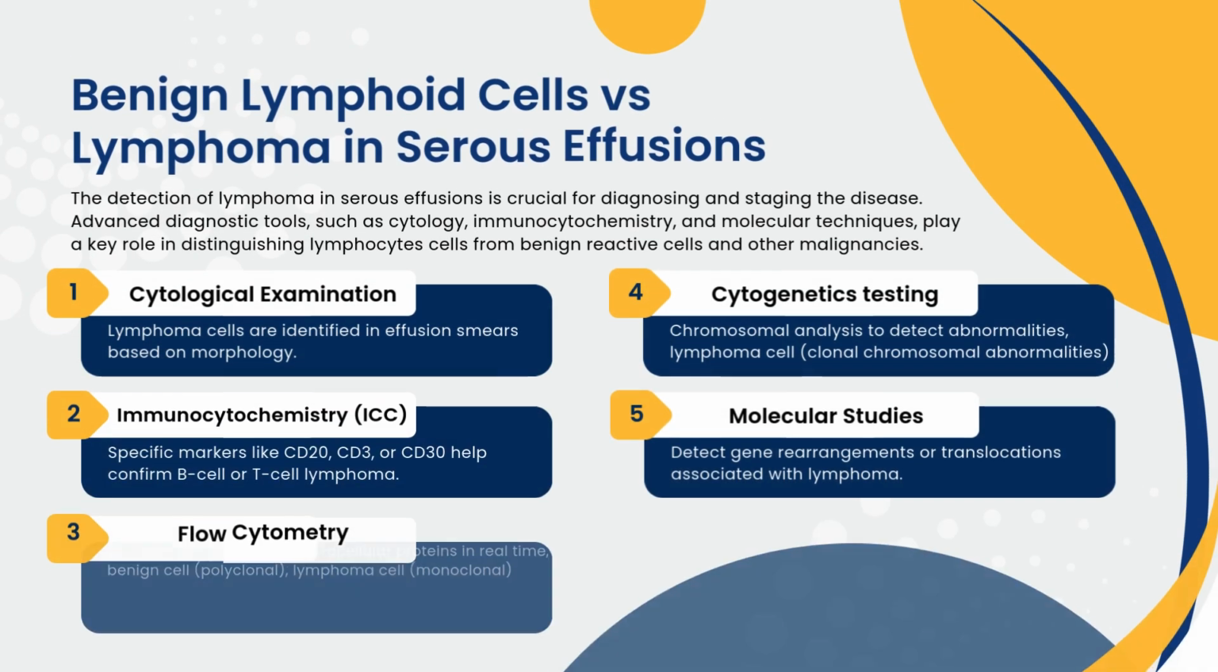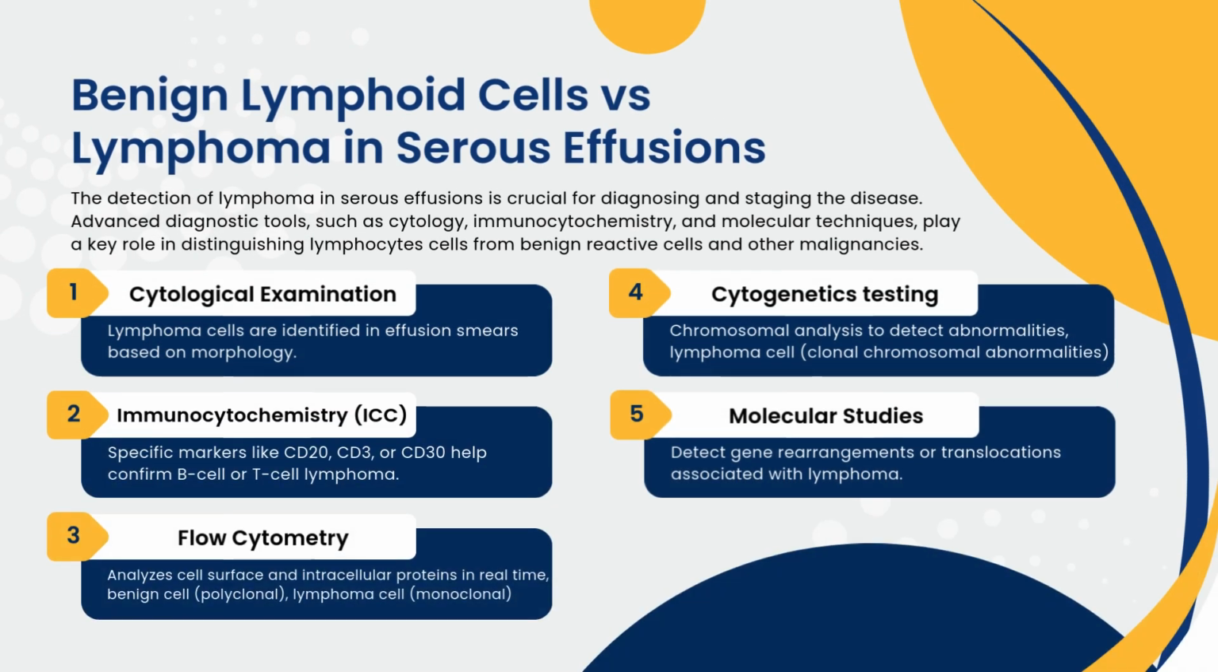I'll be discussing the differentiation between benign lymphoid cells and lymphoma in serous effusions, an important aspect for diagnosing and staging lymphoma effectively. Firstly, cytological examination involves examining effusion smears under a microscope. Here, lymphomas are identified based on their distinct morphological features. Next is immunocytochemistry, ICC, which helps confirm the type of lymphoma, whether it's B cell or T cell, by detecting specific markers like CD20, CD3, or CD30.